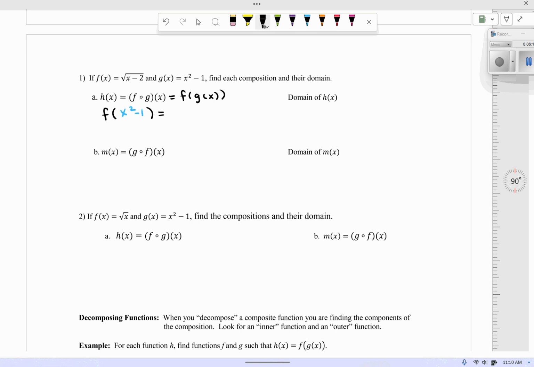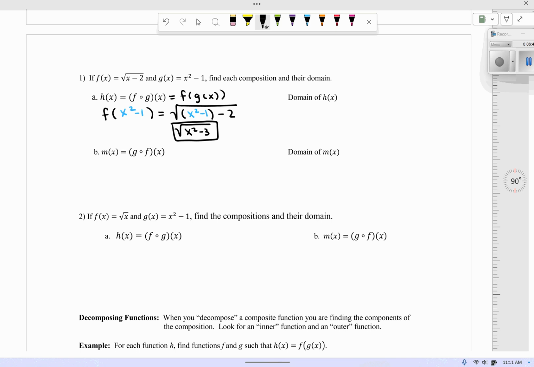And so that gives us the square root. And everywhere we have an x, we're going to replace that with x squared minus 1. And then we just have to simplify. So we can drop the parentheses here. Minus 1 minus 2 gives us minus 3. So this gives us the square root of x squared minus 3. So this would be our answer for the composition.